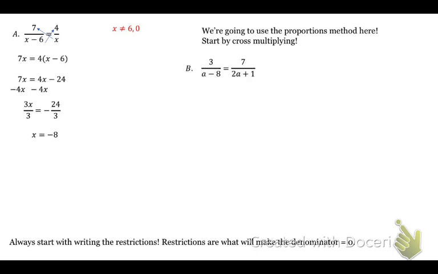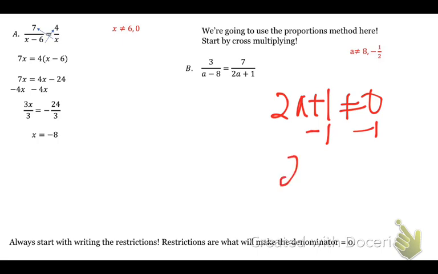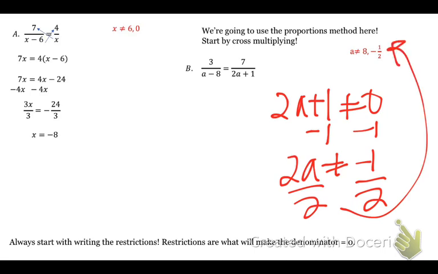Okay, we're going to use the proportions method again here, because if you ever have just two fractions, one on both sides, I would always use proportions. It's just a little bit easier. So first we're going to state our restrictions. So a cannot equal 8, and a cannot equal negative 1/2. And you get that negative 1/2 from 2a plus 1 cannot equal 0. Subtract the 1. So 2a cannot equal negative 1. Divide by 2. So a cannot equal negative 1/2.